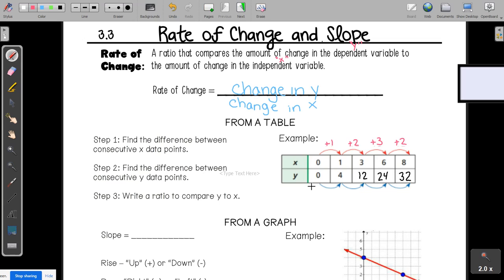Now find the difference between consecutive y data points. 0 to 4 is 4, 4 to 12 is 8, 12 to 24 is 12, and 24 to 32 is 8. Now we're going to look at the ratio between each one.